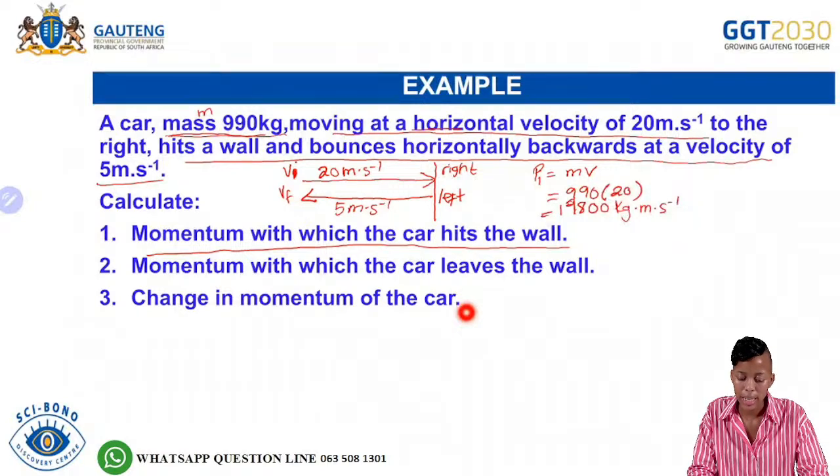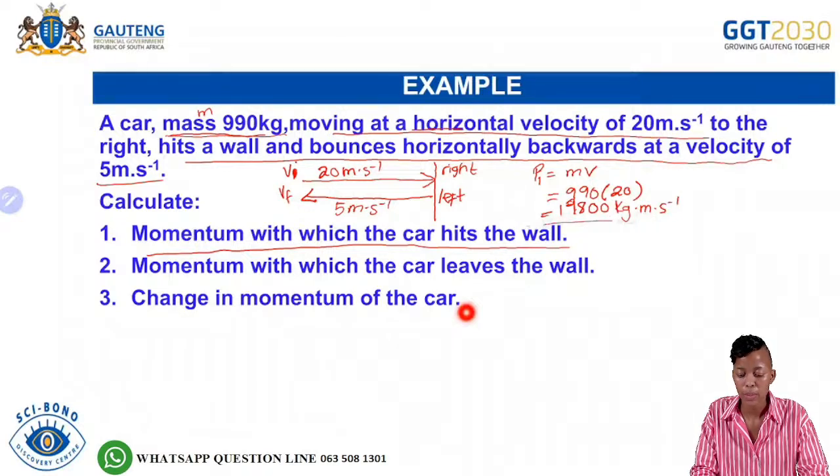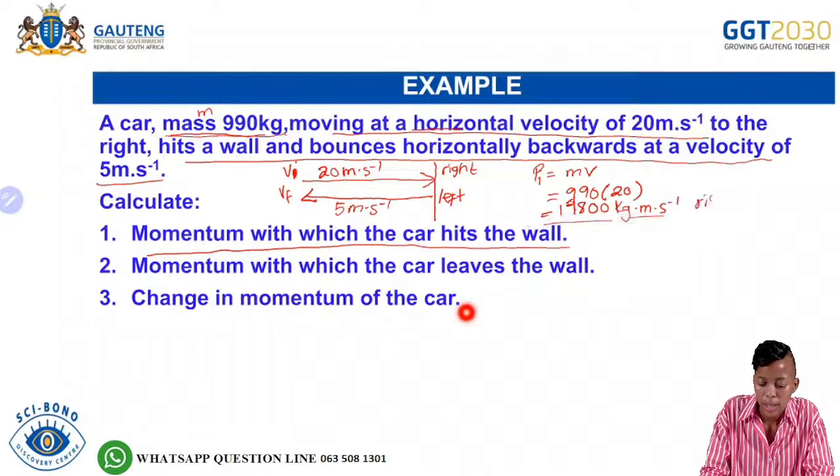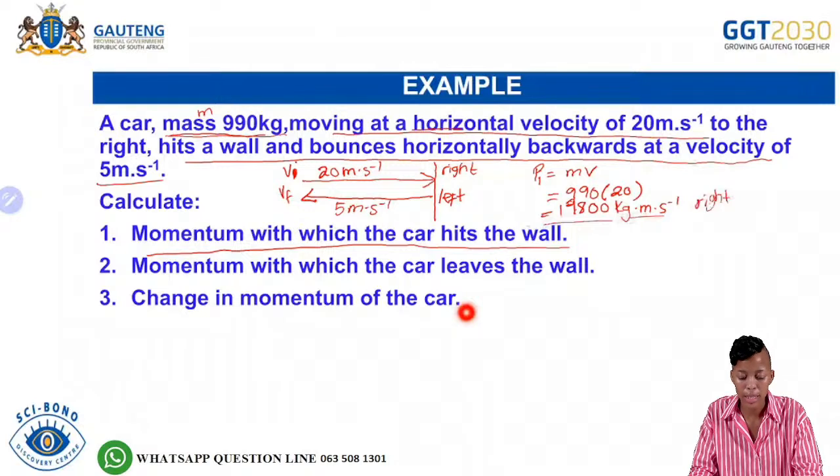So in which direction? Remember, momentum is a vector quantity, which means it will have both magnitude and direction. So now we have written the magnitude as well as its unit, and then we need to write the direction. We said the momentum will take the direction of the velocity. What was the velocity of this 20 meters per second? It was to the right. So we are therefore going to say to the right.